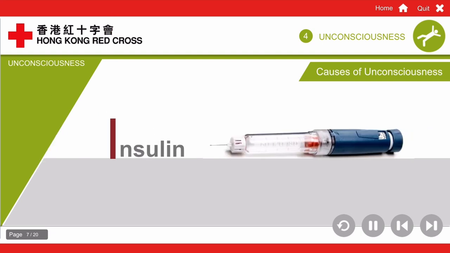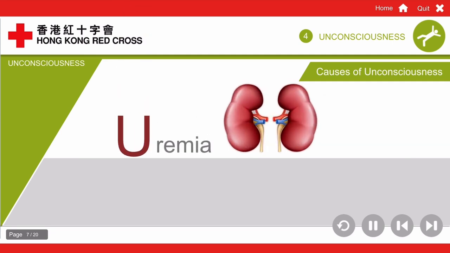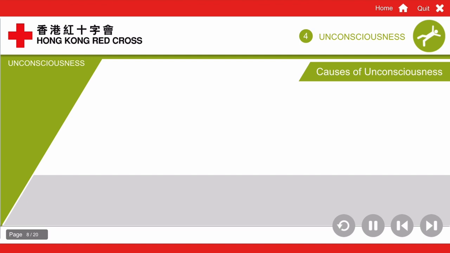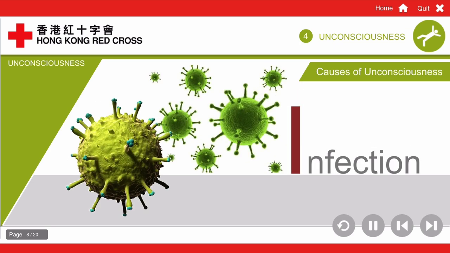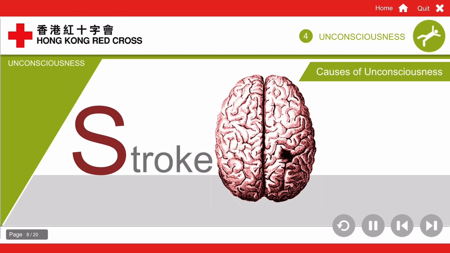I represents insulin, which means diabetic emergency. O refers to overdose or oxygen deficiency. U stands for uremia, which means toxins in blood due to kidney failure. As for TIPS, T stands for trauma such as shock or head injury. I refers to infection. P represents psychosis or poisoning. And S stands for stroke.